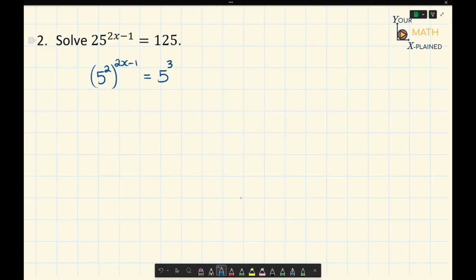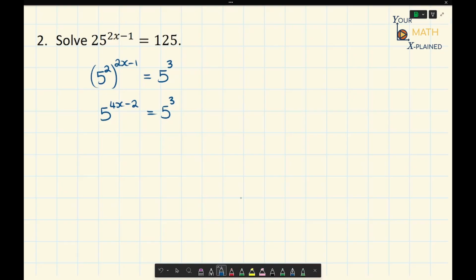So now we have the same base, but there is one more step that we need to do on the left-hand side. Using the power rule from the list of laws above, we need to multiply the 2 to the 2x minus 1. So the left-hand side is now going to be 5 to the power of 4x minus 2. And the right-hand side stays the same, so it'll be 5 to the power of 3. And now we can go ahead and just compare the exponents.